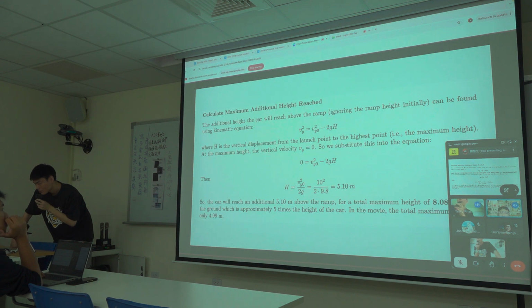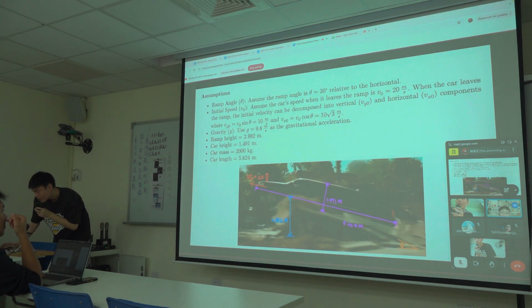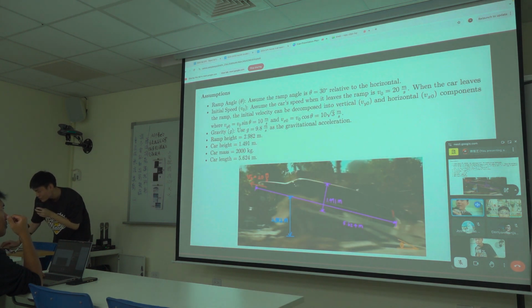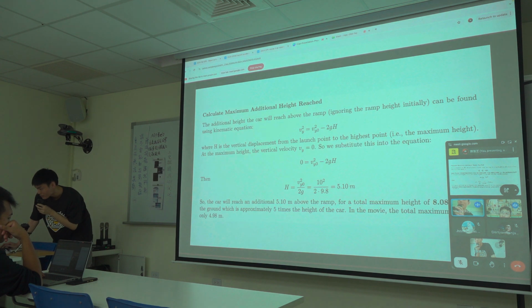I don't understand. It depends on the angle of the ramp, right? Oh yeah, I have made the assumption. The ramp angle was 30 degrees, and the initial speed was 20 meters per second. How do you get this 4.98? It was about twice the height of the car. We got the specification of this car, a 2003 Lincoln Town Car Limousine. It reaches two times the height of this car, so I get 4.98 meters. So you measured it by yourself, right? Yeah, by myself.